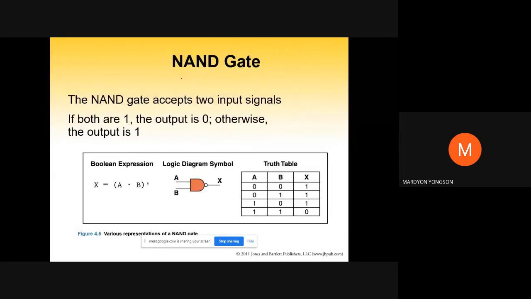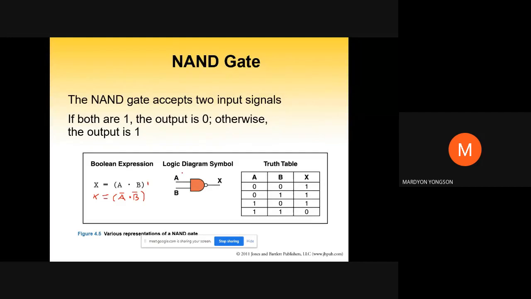So, next, we have this NOT AND or NAND gate. So, ganun din. The NAND gate accepts two input signals. So, we have this Boolean expression na x equals a times b complement, ayan yung a na may underline. Either a times b complement na ganito or x equals not a times not b.